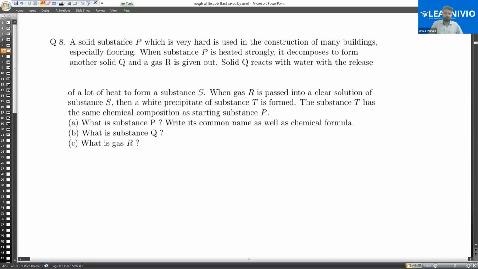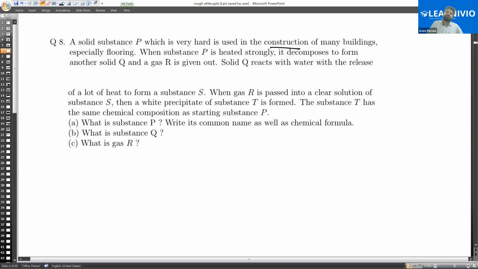So, calcium carbonate. Generally, you know the substance that is used for construction purposes is calcium, cement. When it is in construction, it is related to calcium, because cement is present in it. A solid substance P, which is very hard and used in the construction of many buildings, especially flooring.